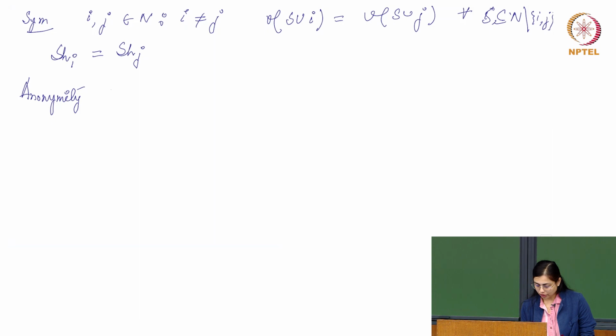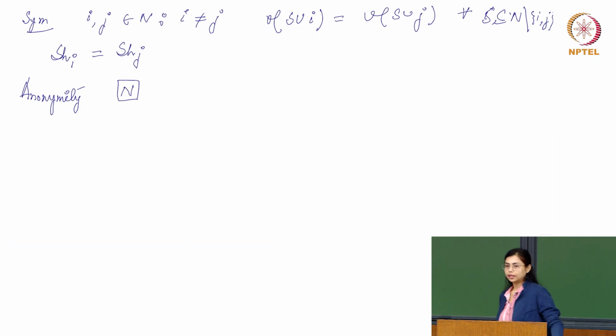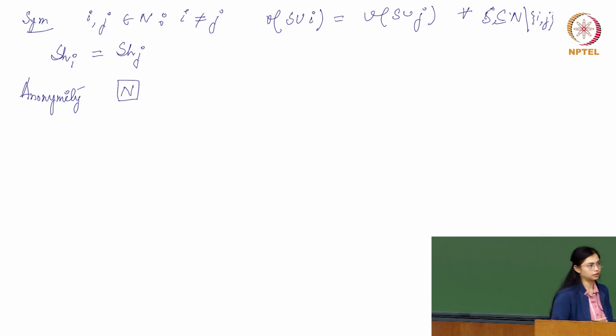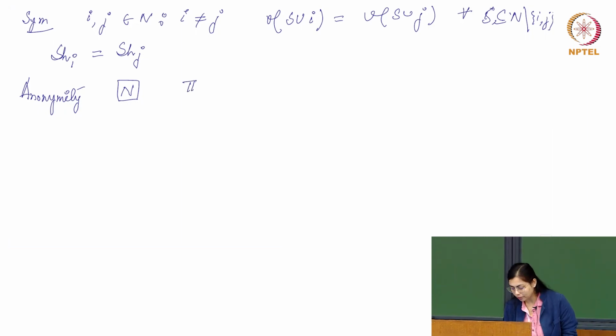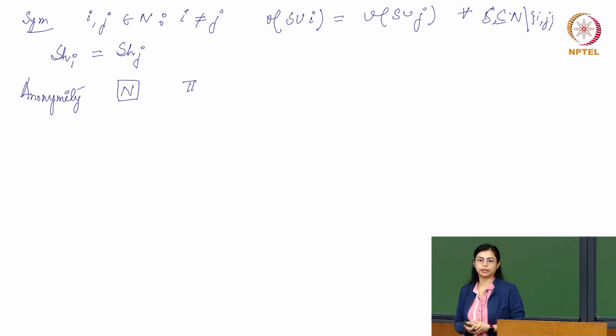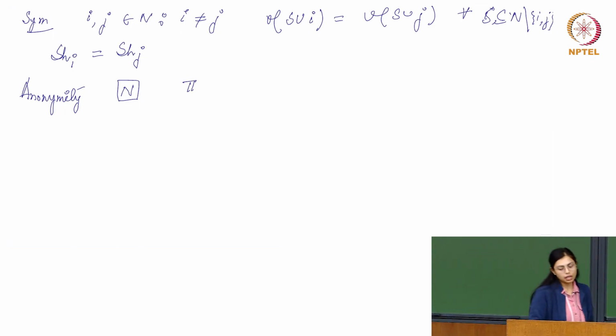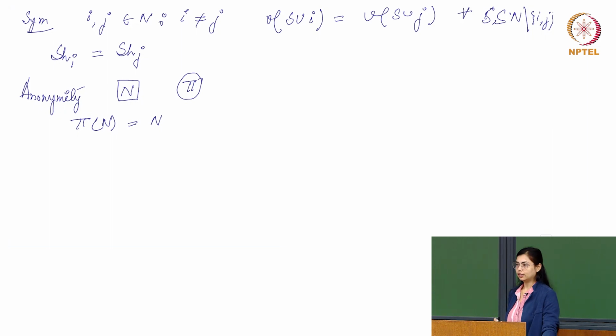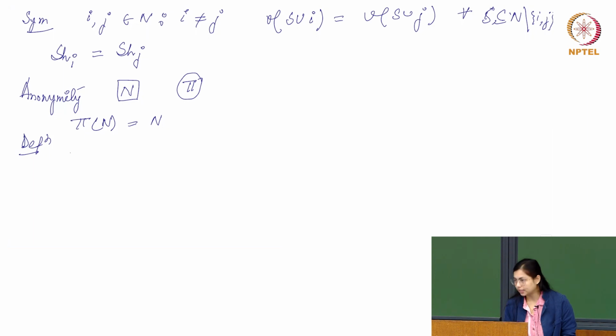For the player set N, first we consider a permutation of N. Do you know what a permutation is? So we consider one permutation. How many permutations can we have for the player set N? n factorial. So we take one permutation among all n factorial, and then we define another game, a permuted game, on this.